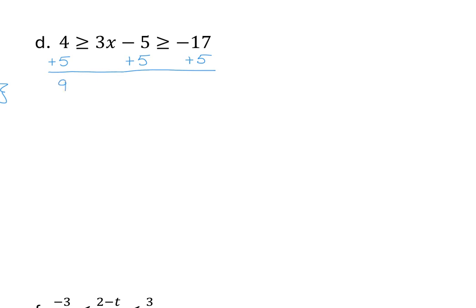We get 9 is greater than or equal to 3x is greater than or equal to -12. Again, to get x by itself, the next thing that we need to get rid of is multiply by 3. And so we're going to divide by 3 in the middle. And we want to do the same thing on the left and the right side. And so we get 3 is greater than or equal to x is greater than or equal to -4.